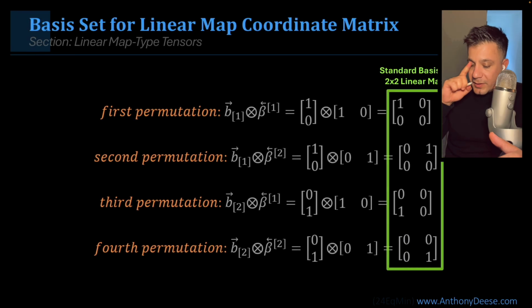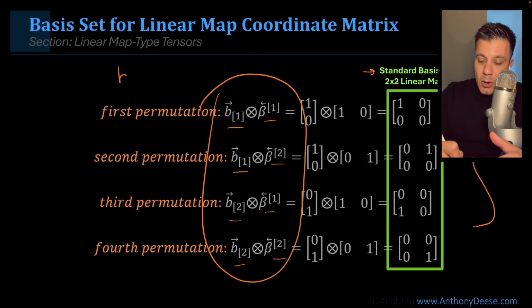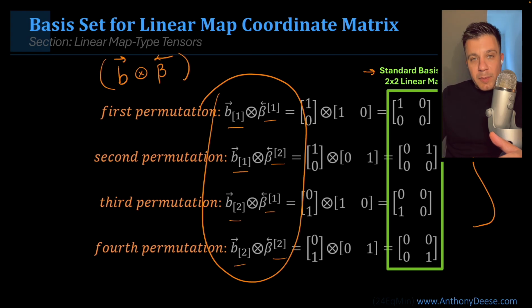So all four of the permutations are shown here. We have B1 beta 1, B1 beta 2, B2 beta 1, B2 beta 2. And these are going to be the standard basis of our 2x2 linear map. It's simply taken from the tensor products of these. Now, generally, if we don't include the indices, I can represent this whole thing as this, right? So when we don't include the indices, that's a representation of the entire set.